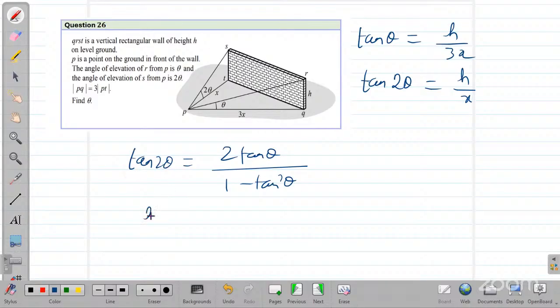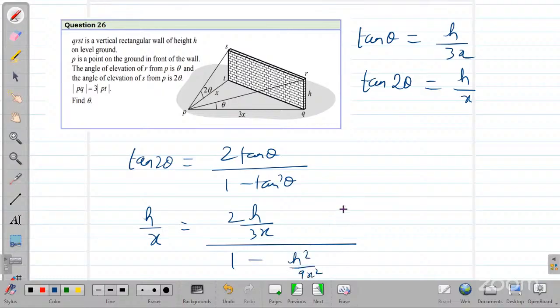Tan 2 theta is h over x, which is equal to 2h over 3x divided by 1 minus tan square theta, which will be h squared over 9x squared. How much is theta? We have to calculate. Okay, let's see what we are able to get from here.